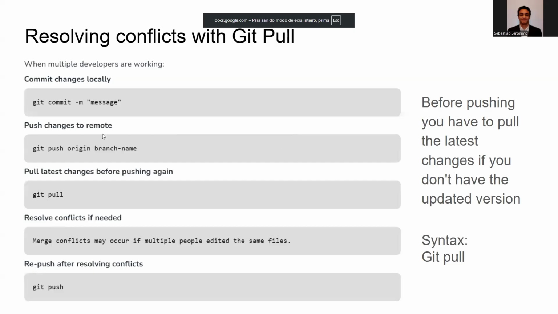Well, we will commit, but when we try to push, it will raise a conflict. So we have to first do git pull. Git pull will pull the changes from the repository, and then we will need to resolve the conflicts, and then we will need to do git push. After resolving the conflicts and having the updated version from the repository, we can push the changes.